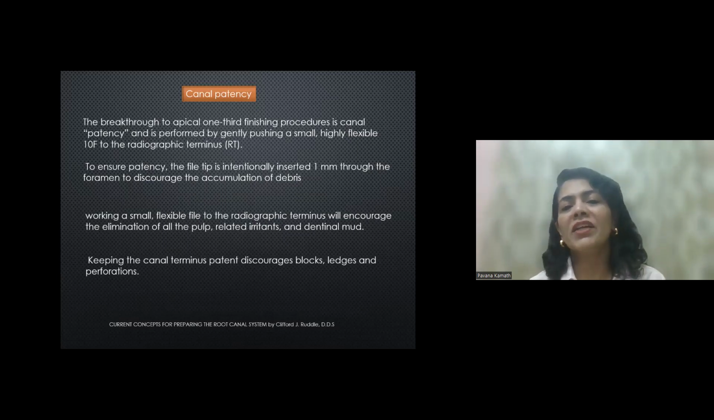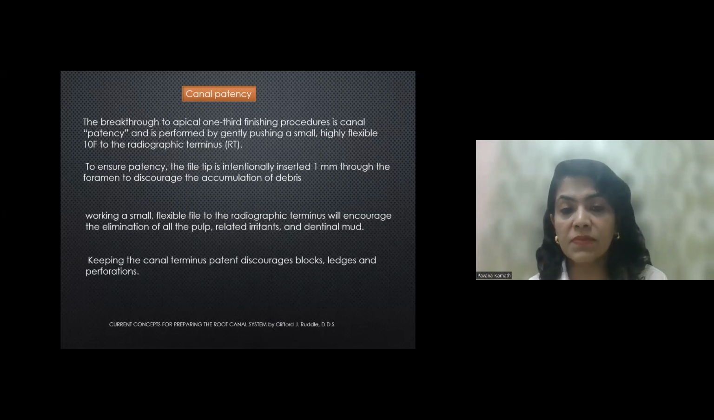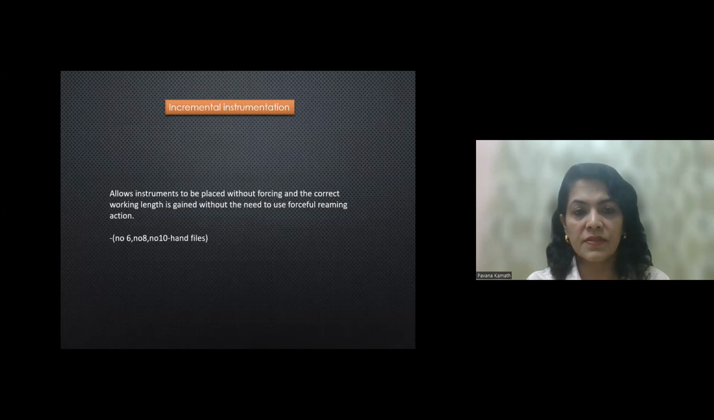and this is performed by gently pushing a small, highly flexible 10K file to the radiographic terminus. To ensure patency, the file tip is intentionally inserted 1 millimeter through the foramen to discourage the accumulation of debris. And when you do so, you do not perform any watch winding motion. It is just intentionally inserted 1 millimeter through the foramen. Working a small flexible file to the radiographic terminus will encourage the elimination of all pulp and related irritants and dentinal mud. Keeping the canal terminus patent discourages blocks, ledges, and perforations.